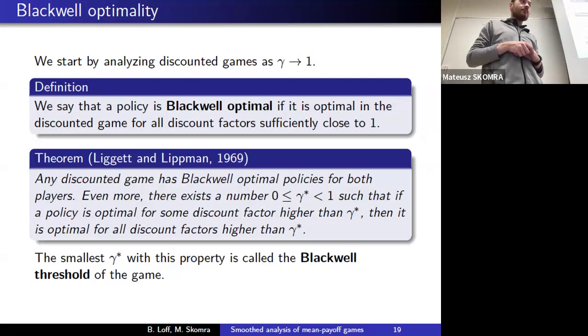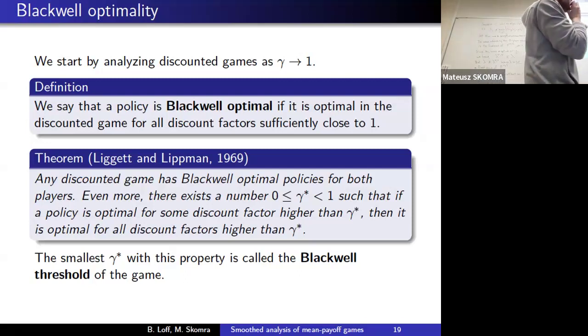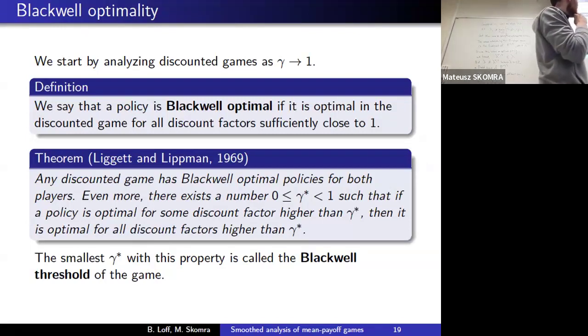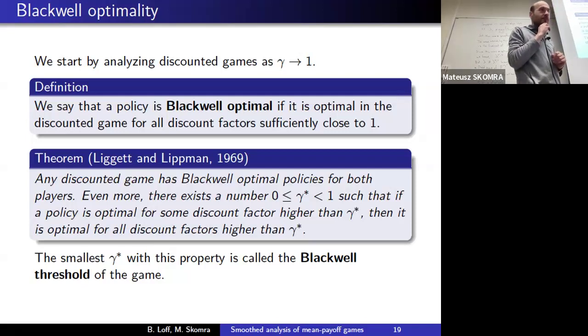Is this fine? Like a definition. So first thing first, it's maybe not obvious even that such a policy could exist, right? That you have a policy that is optimal for all discount factors that are close to one. Okay? So Liggett and Lippman, as a first part of the proof, proved exactly that. They say, well, okay, we will prove that a discounted game has a pair of Blackwell optimal policies.